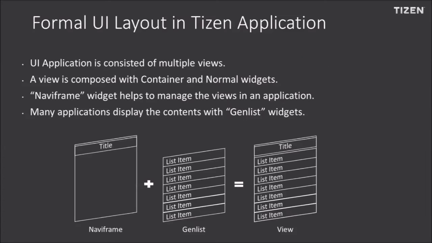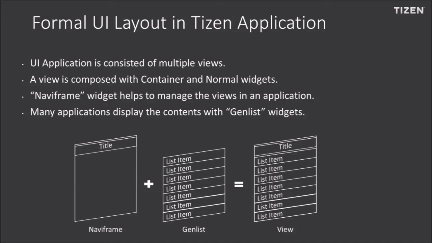Okay, let's check the application view basic concept first. In general, a UI application consists of views. In the case of mobile and wearable apps, they manage multiple views by using the NaviFrame widget. And one view could be composed by combining several container widgets, and the view could be completed in its looks by putting some UI controls in the containers. But in most cases, it's enough to use a list widget as the content of the view.